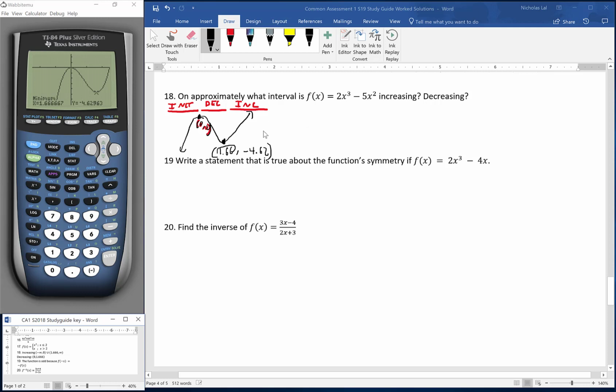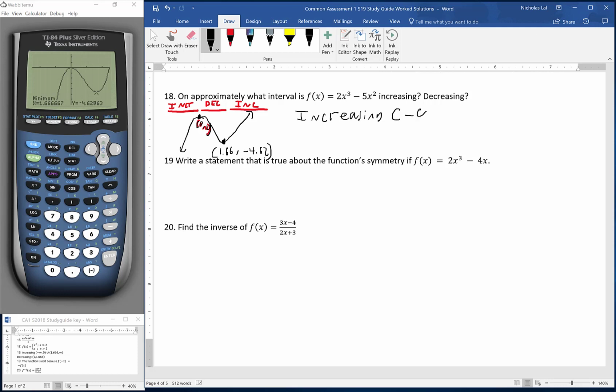So increasing. We are increasing, once we found our intervals, we're increasing from -infinity all the way to 0, and then we're decreasing from 0 to 1.66, but then we union, and we're increasing from 1.66, so that's 1 2/3, by the way, 1.666 to infinity, and we are decreasing.